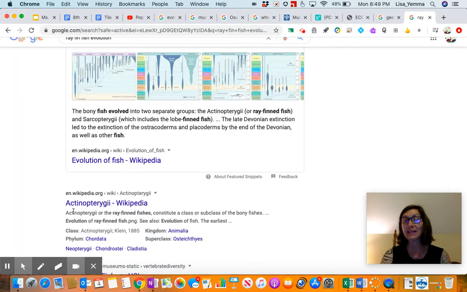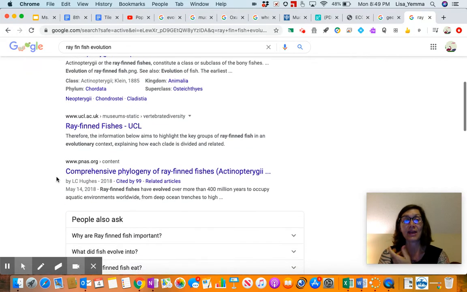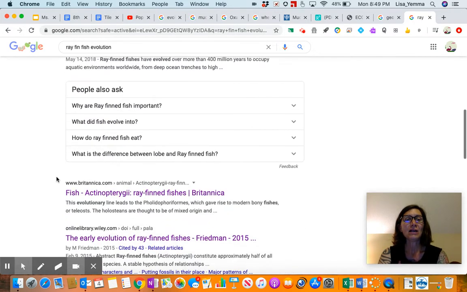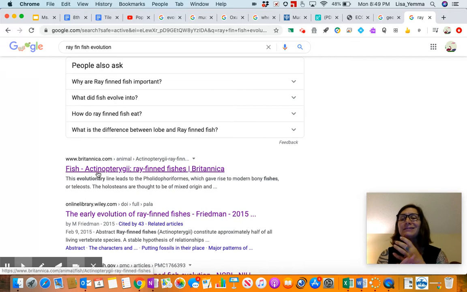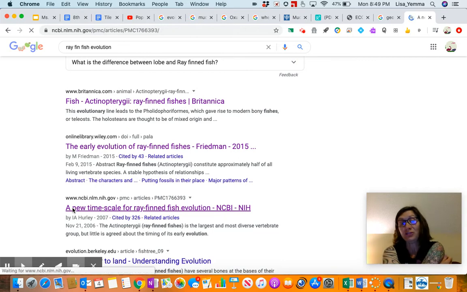And then my science word for ray-finned fish, actinopterygii, was on here as well. The UCL is a museum in the UK, so that could be interesting. So I was looking down, Britannica, I checked that out. I didn't really like that a lot. And so I was like, you know what? Oh, the new timescale for ray-finned fish evolution, the NCBI, the National Institute of Health.gov.